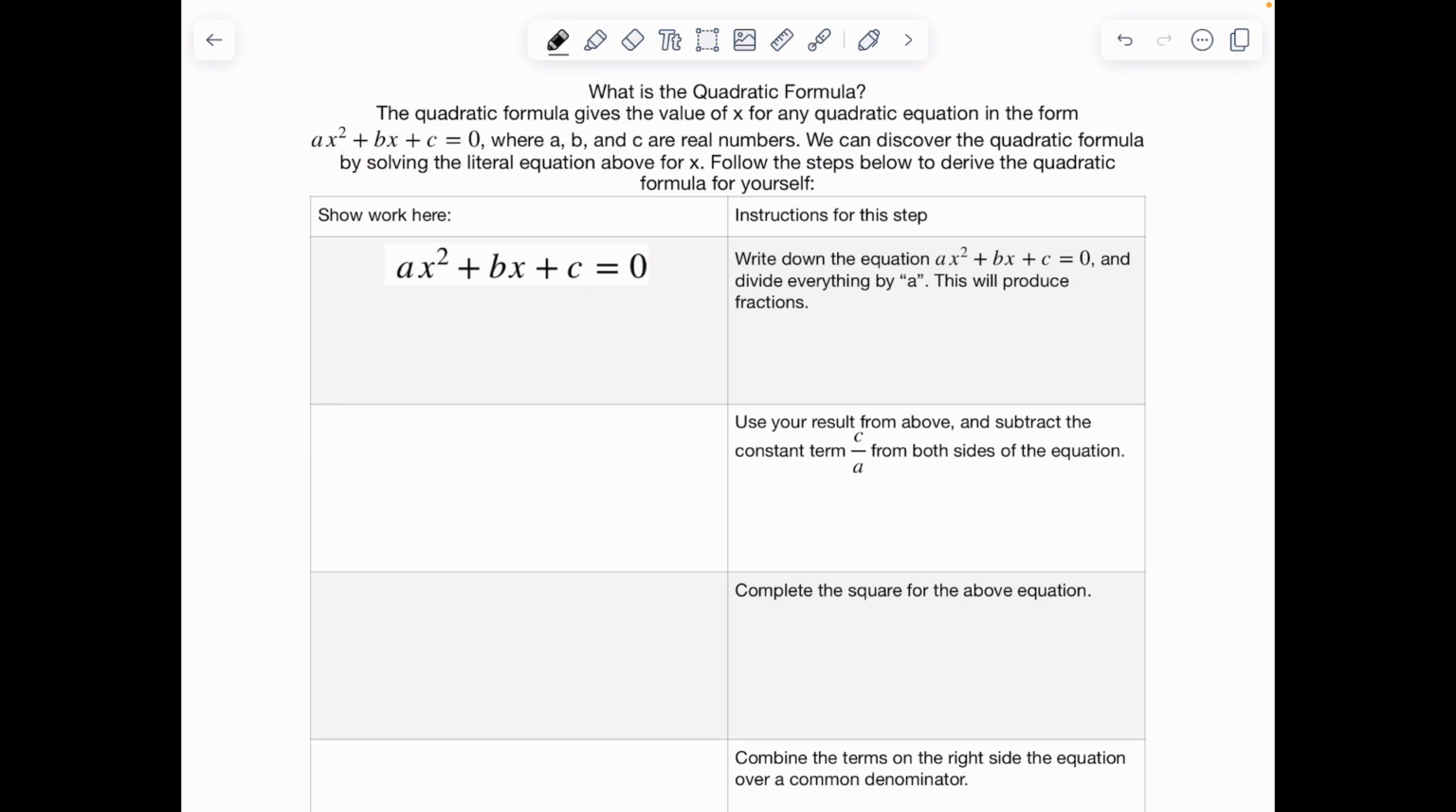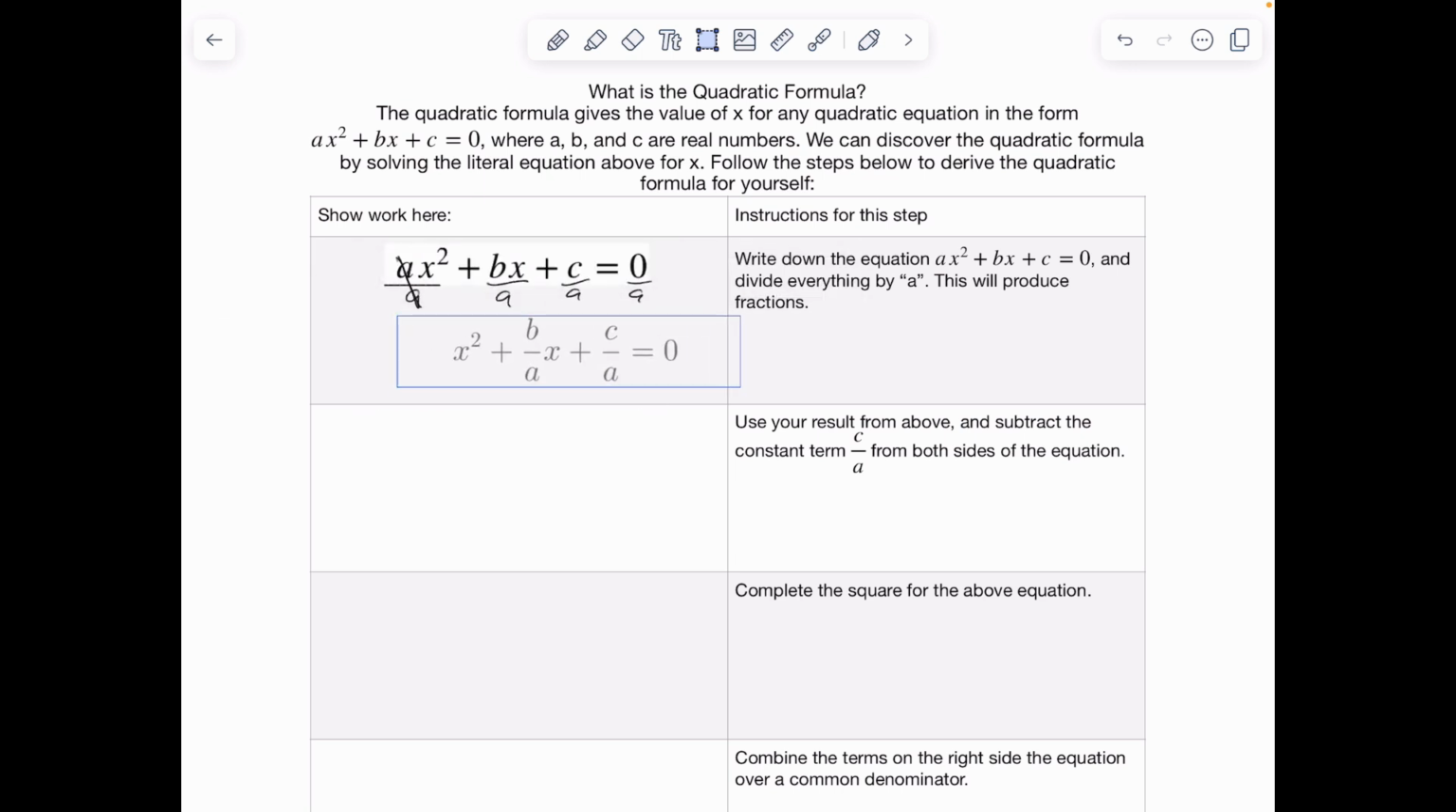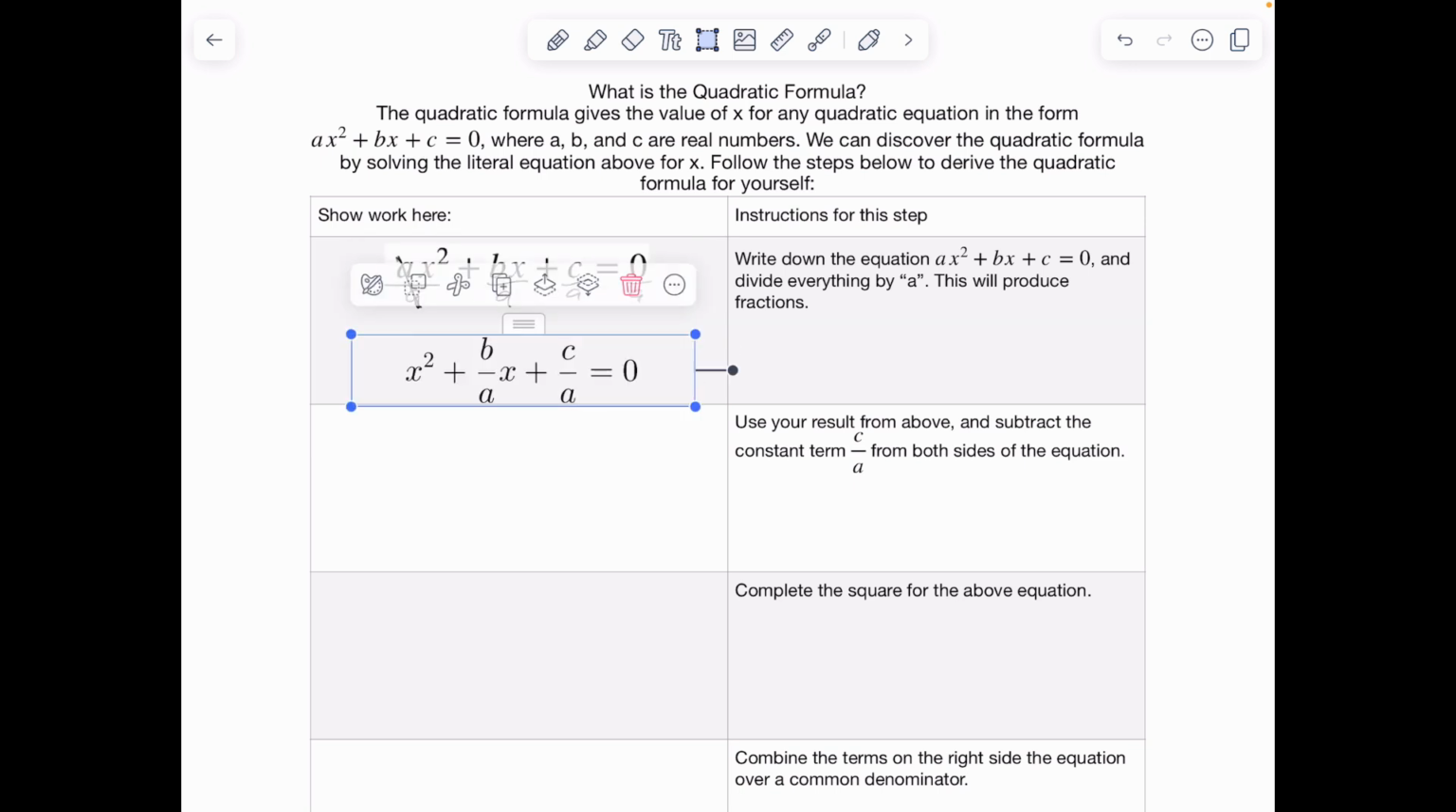So we're going to start by dividing everything by a. Here these would cross out, and we'd have x squared plus b over a x plus c over a is equal to 0, because 0 divided by a is just 0. So this would be what we'd end up with at the end of our first step. I'll move that down to here so we can move into our second step.